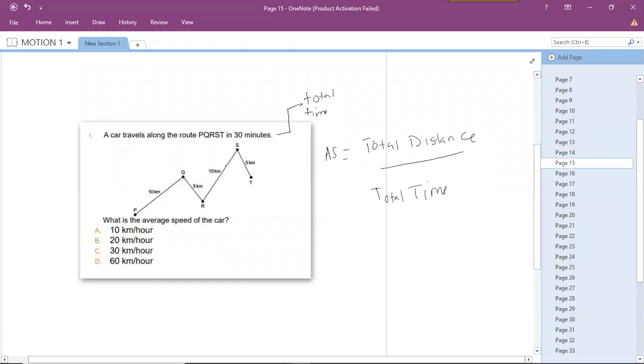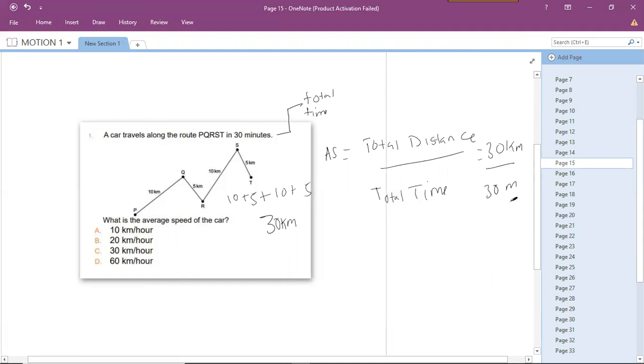And remember, how are we going to calculate the total distance? We'll just say 10 plus 5 plus 10 plus 5. That would be 30 kilometers. So total distance 30 kilometers over total time 30 minutes.